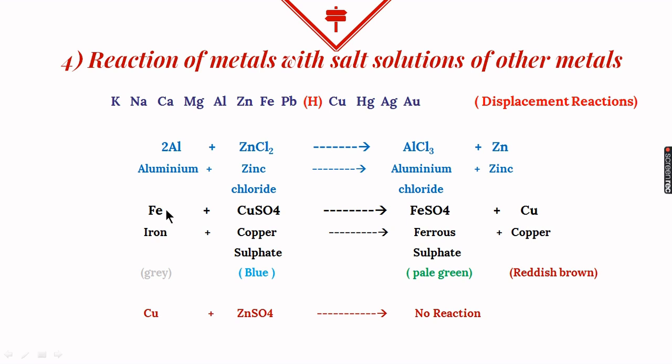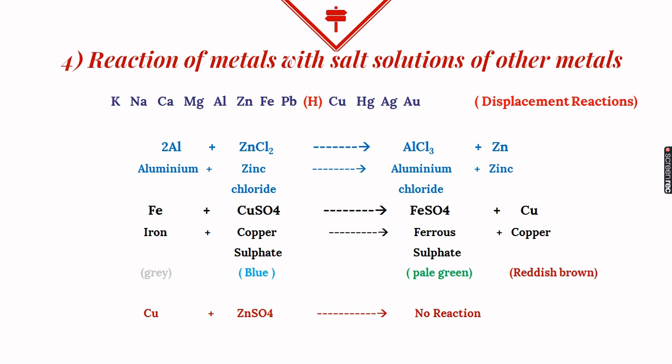Another example is when iron nails are dipped in copper sulfate solution, which is blue in color. After some time, ferrous sulfate is formed and copper is displaced. So the blue colored solution will change into a pale green colored solution, and there will be a deposit of copper, which is a reddish brown deposit on the gray colored iron. So we will be able to see these color changes to know that a displacement reaction has taken place.